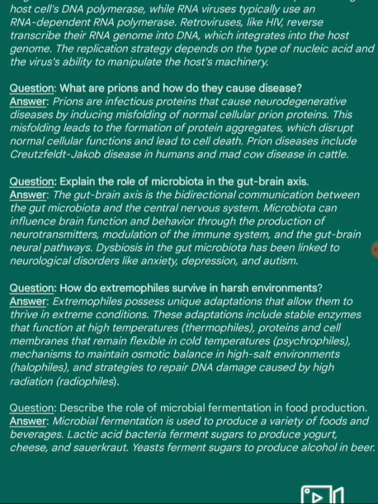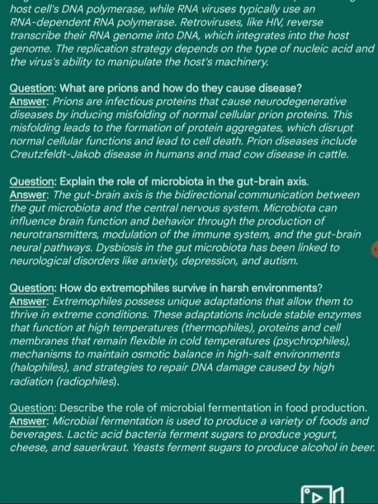Next question. What are prions and how do they cause disease? Answer. Prions are infectious proteins that cause neurodegenerative disease by inducing misfolding of normal cellular prion proteins. This misfolding leads to the formation of protein aggregates which disrupt normal cellular function and lead to cell death. Prion diseases include Creutzfeldt-Jakob disease in humans and mad cow disease in cattle.